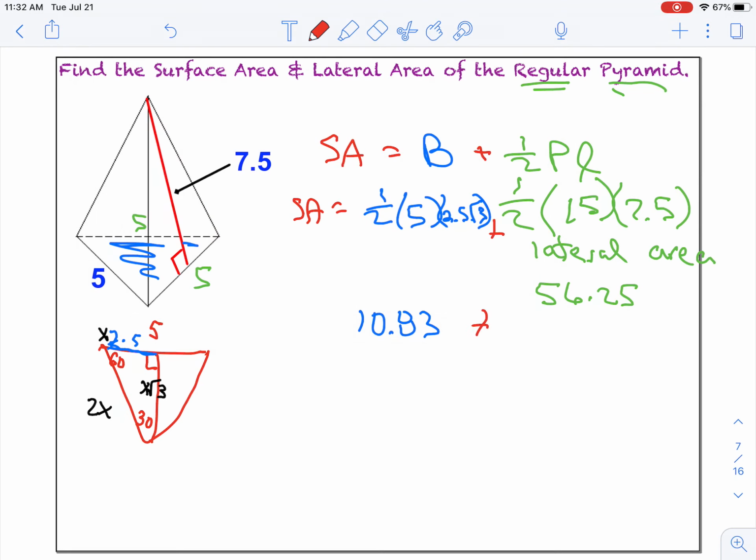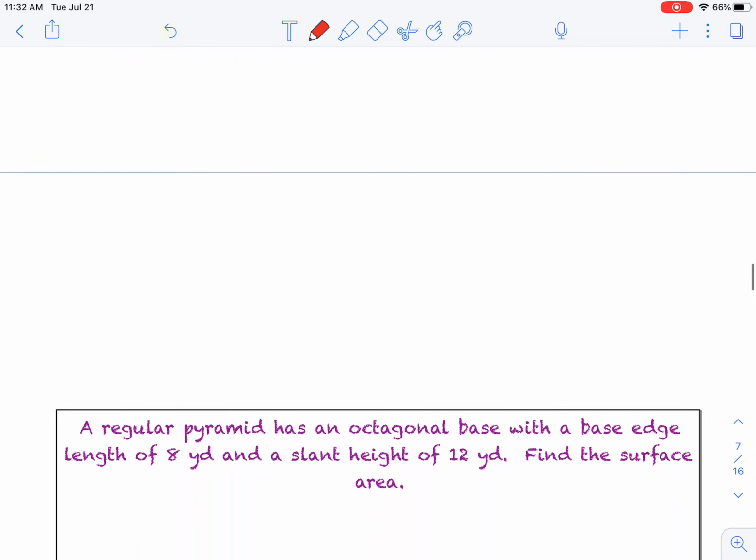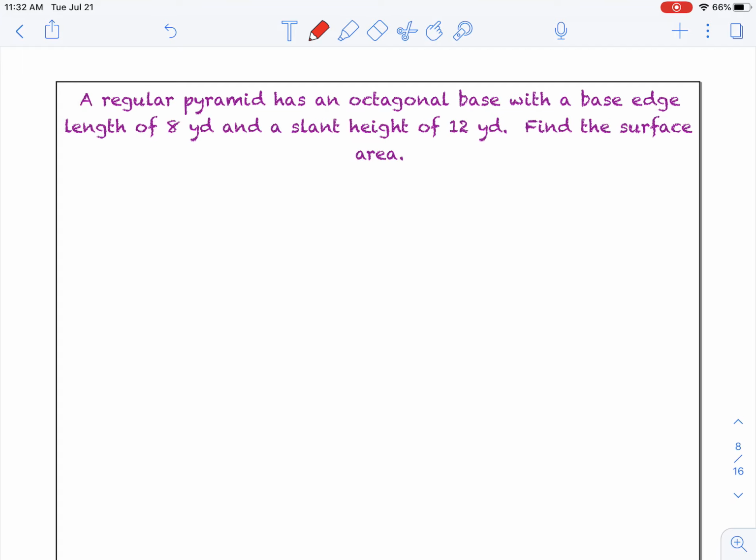And when I add that with my 56.25, that gives me a combined surface area of 67.08 units squared. So we have another similar one here where we have a regular pyramid, has an octagonal base with a base edge length of 8 and a slant height of 12. And this one's a bit more complicated because you're going to have to use some trig.